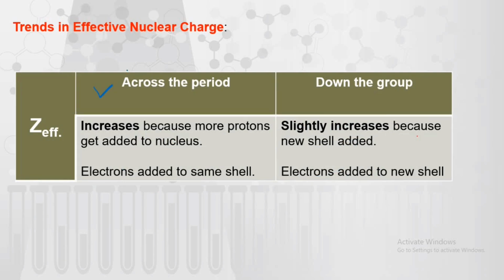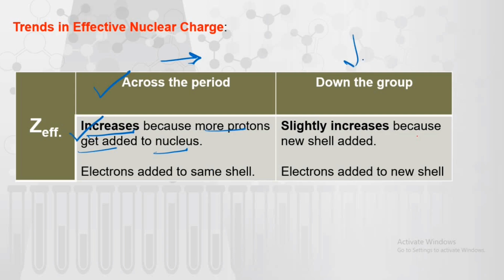Across the period, effective nuclear charge increases because more protons get added to the nucleus. As you go left to right in the periodic table, what happens? Electrons are added into the same shell and hence the size decreases. Therefore, the effective nuclear charge increases.